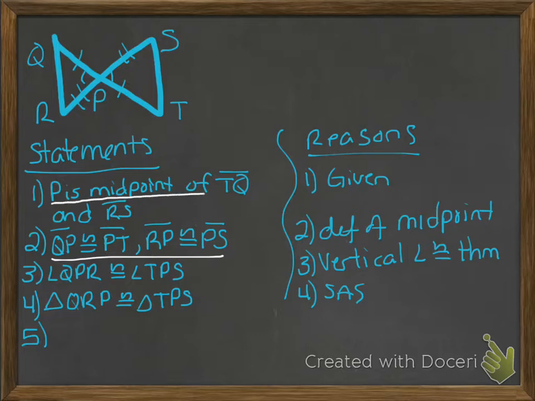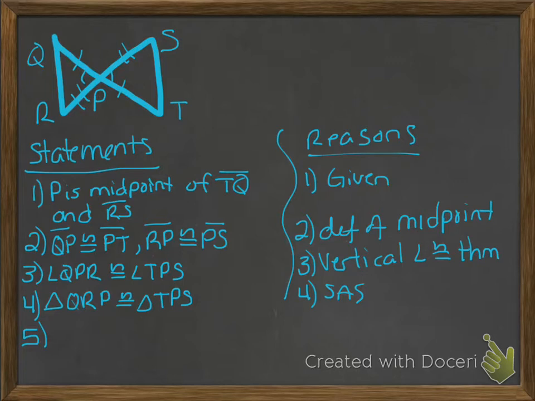Okay, so in our checklist, we took the fact that P is a midpoint of TQ, wrote our congruent statement here, and then we said P is the midpoint of RS and wrote our statement there. Okay, again, I can write them together since it's the same reason, and these two are not relying on each other in a certain order.